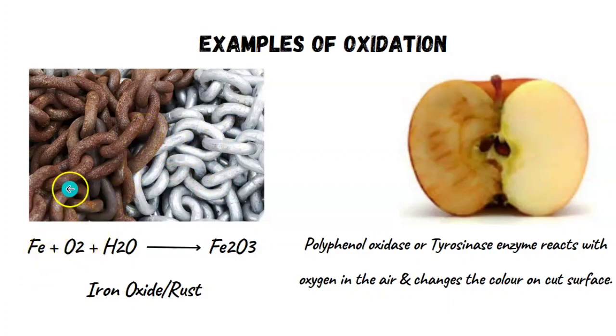Here, this is iron, this is oxygen, and this is water. When iron comes in contact with oxygen and water present in the atmosphere, meaning moist air, it gives iron oxide, or we can call it rust. So when iron oxide forms, the shiny iron metal becomes like this. This is called rusting of iron metal.